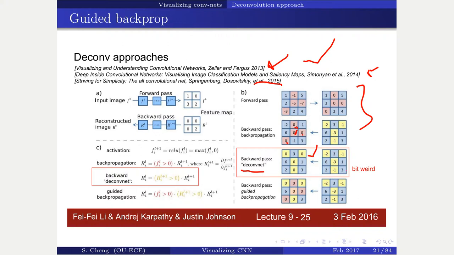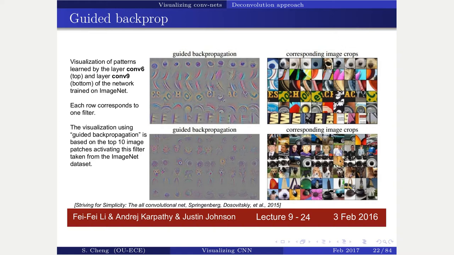And then for this guided backprop, they have a pretty nice visualization. It's like this here. They try different layers. You can see different, for example, faces here, dog faces here, and so on and so forth.